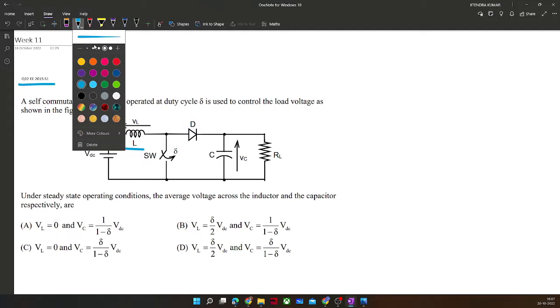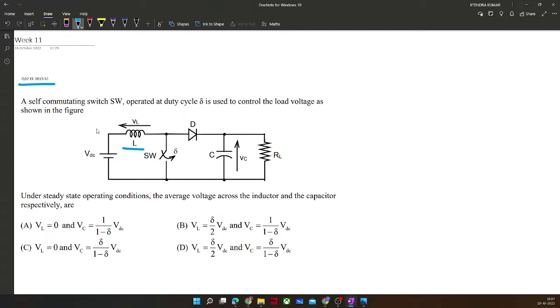First of the things that we all know, during a time period, the voltage across the inductor in a steady state is going to be zero. So two options are eliminated here. So we are left with these two options, and we can see from the topology of the circuit, this is nothing but the boost converter.